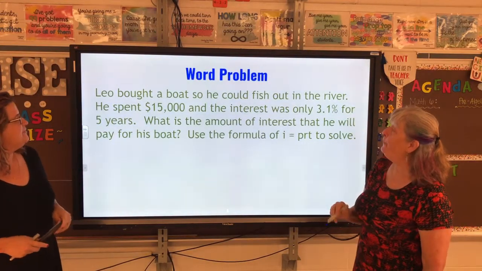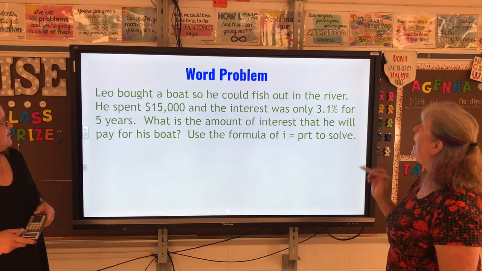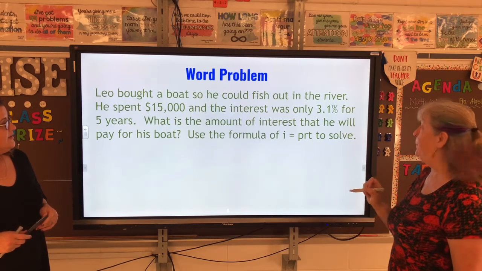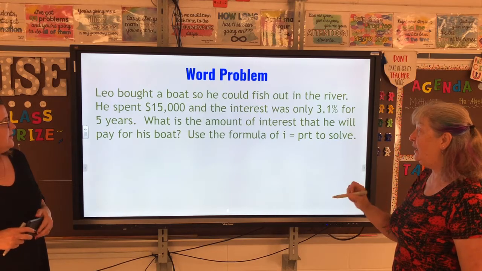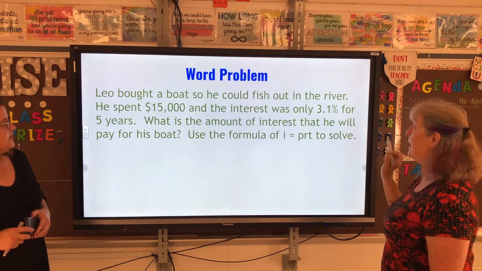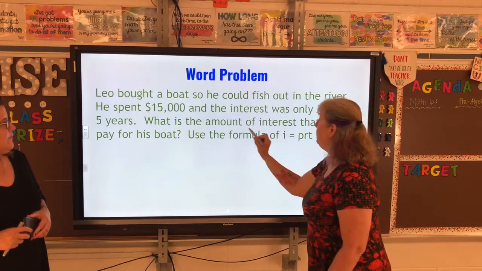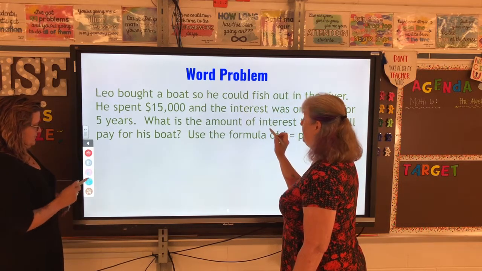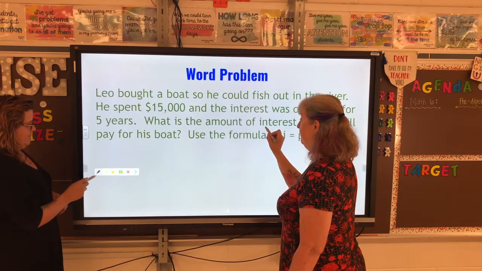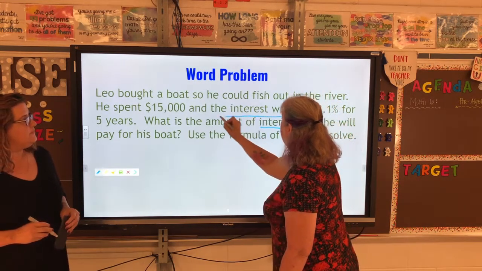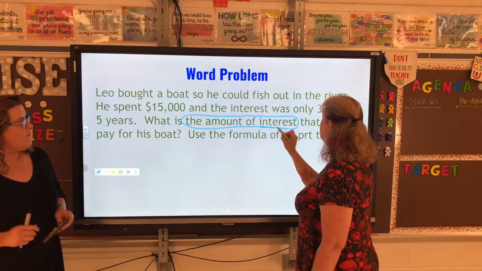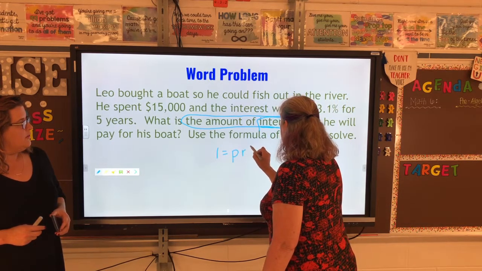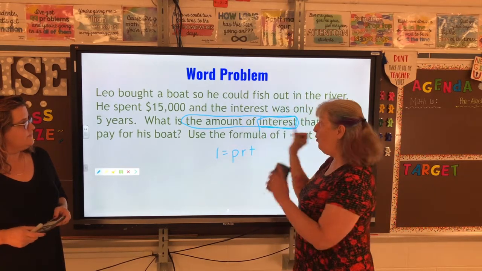All right, Leo bought a boat so he could fish out in the river. He spent $15,000 and the interest was only 3.1% for 5 years. What is the amount of interest that he will pay for his boat? Now I'm going to go straight to, permission to write, maybe blue today. What is the amount of interest? So it's only asking me for the I. So in my I equals PRT, when I'm all done, I know I've answered the question.